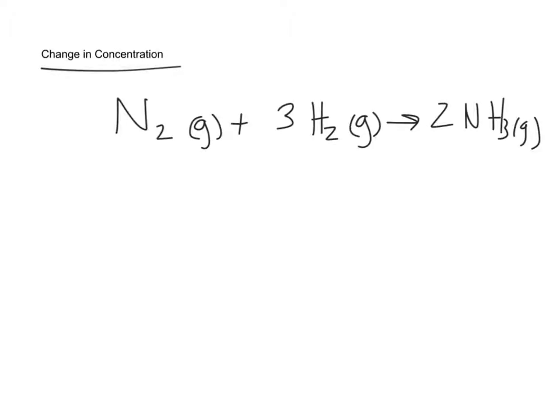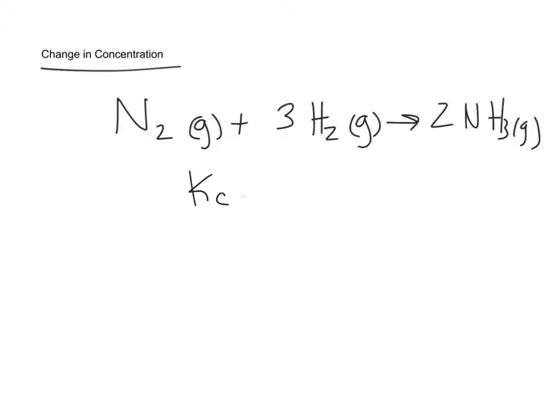Now, the first scenario we're going to look at is a situation where the concentration of either the reactants or the products has been affected. The reaction that I'm going to use in my examples today is the production of NH3 from the two gases N2 and H2. The balanced chemical reaction is shown. Now, if you want to change the concentration, you can either add or subtract reactants or add or subtract products, and each one is going to put a stress on this reaction in its own individual way.